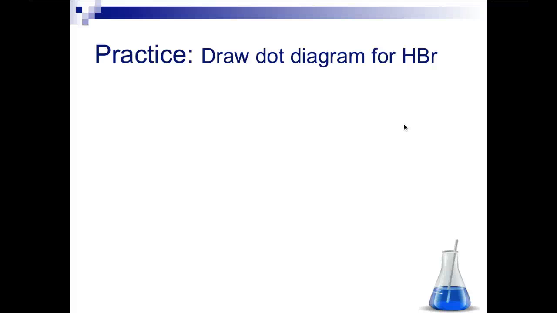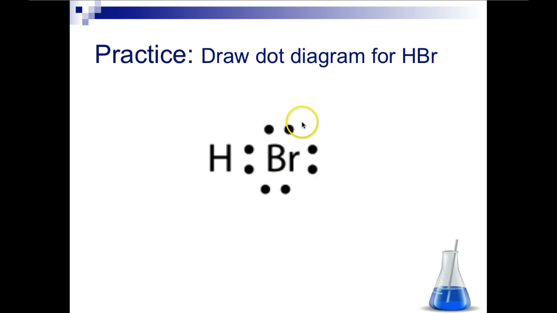Great, well, welcome back. So let's see what you came up with. We have to total up the number of valence electrons. So when we total this up, hydrogen brings 1 valence electron to the table, and bromine brings 7, so we have 8. So we're going to place them right next to each other with 8 electrons around bromine.